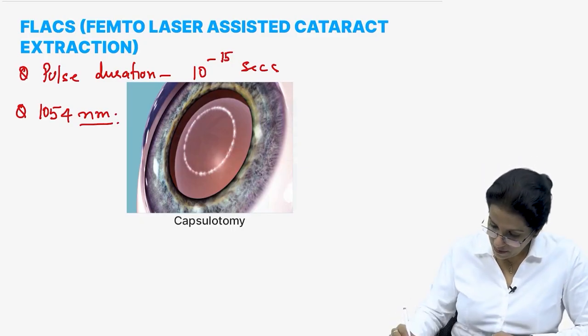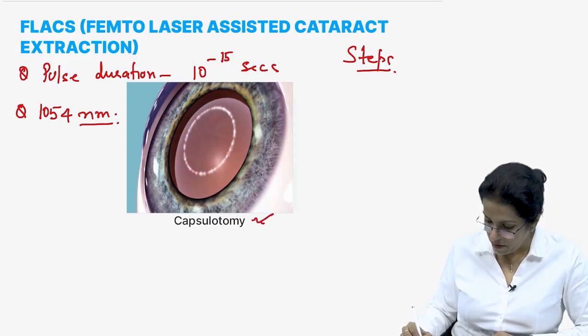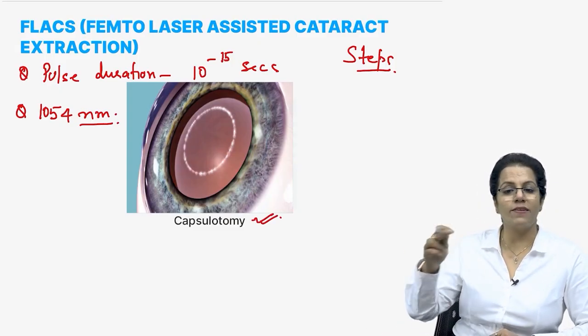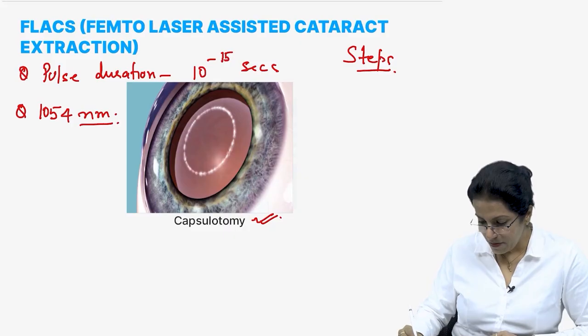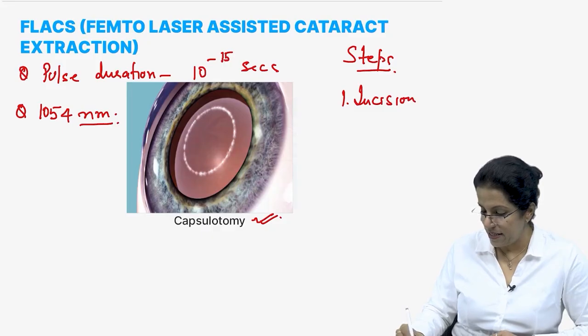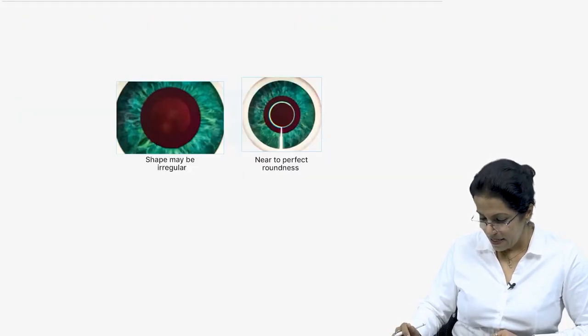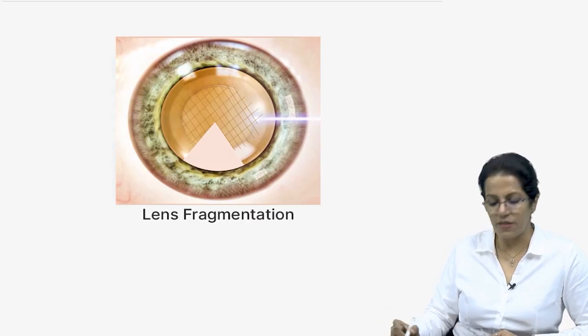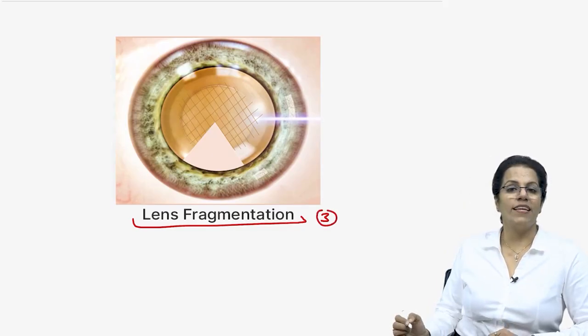What are the steps we do with femtolaser? The steps that we are following, as you can see here, first is capsulotomy, which is so accurate and very predictable. So one, of course, is your incision. We can make the incision with laser. Second, we can go for CCC with laser. And third, we can break the nucleus into bits, which is called lens fragmentation. This is the third thing that you can do with the femtolaser, right?